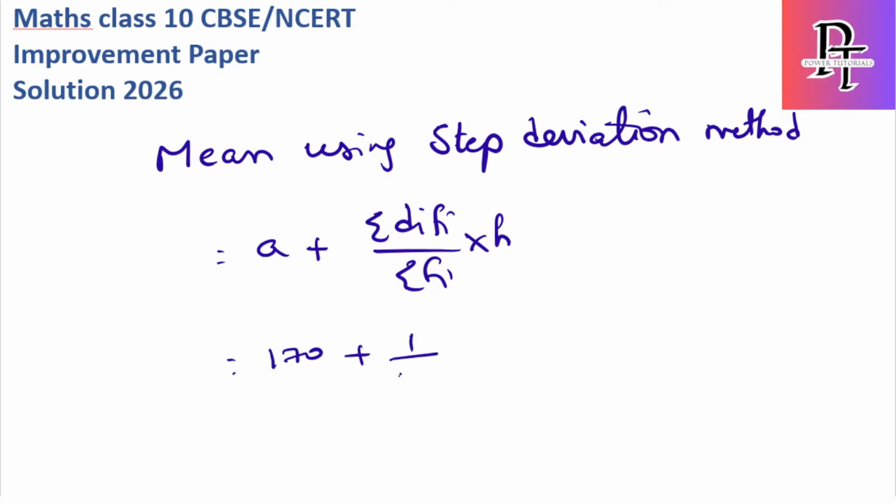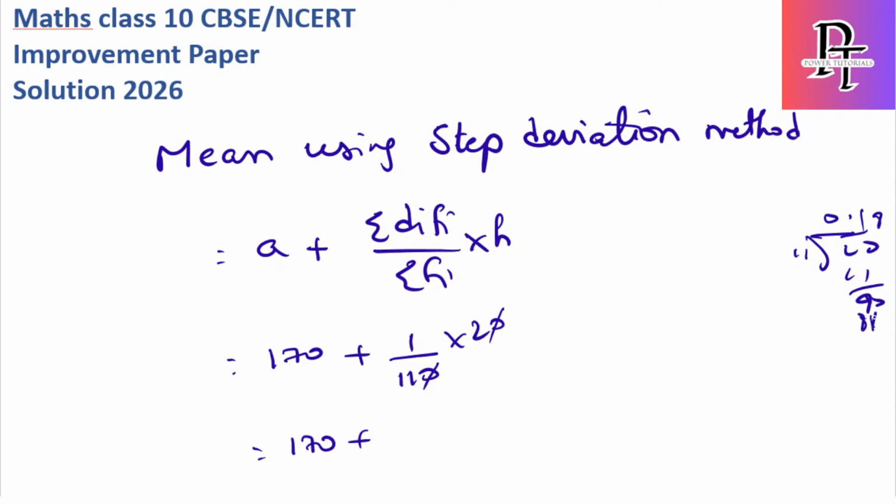We got 1. This is 110. The class interval is 20. So 20 ones, so we get 11 by 2 by 11. Let's find out what is 2 by 11. 11 2's 0.20, 11 ones 11, then we get 90, 11 8's 88. So it is 0.18. So the mean value is 170.18.